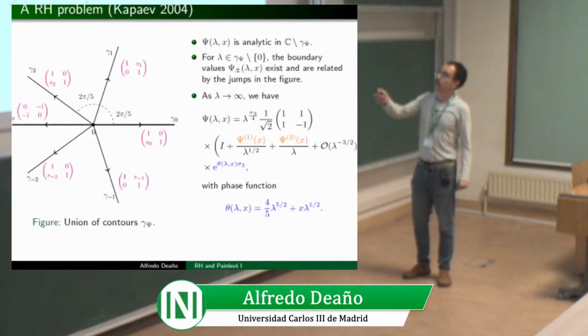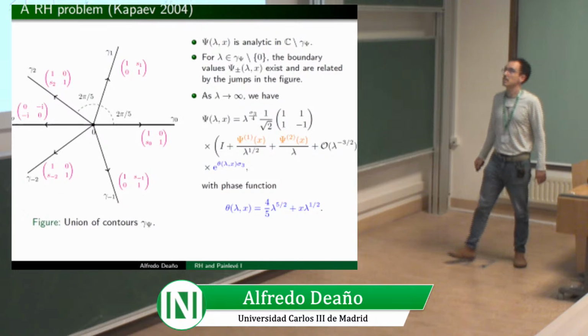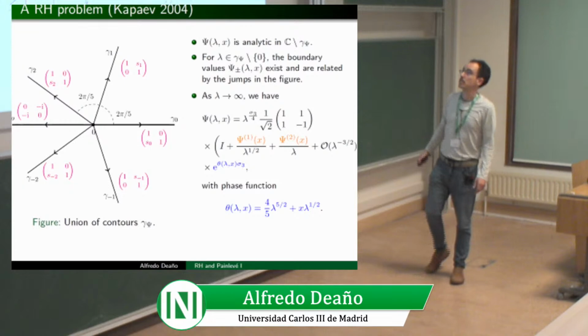Okay, and these are constants. They don't depend on lambda, they don't depend on X. It's just nice triangular jumps. And then you have some condition at any singular point of the equation. In this case, it's only infinity.